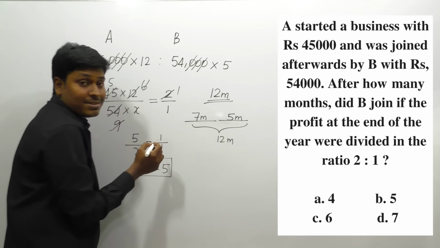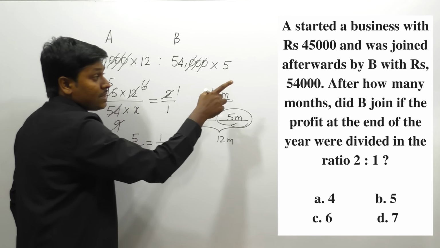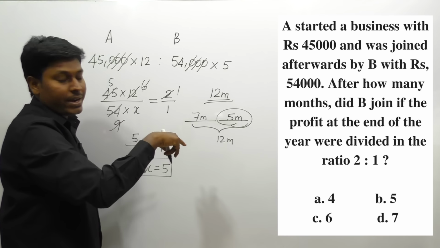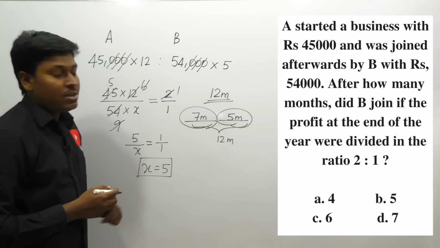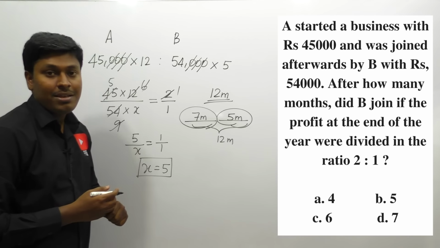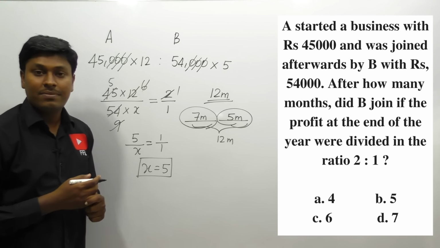So friends, are you able to understand this concept? B is in the business for only 5 months, but our target is, after how many months did B join? So we can surely say that for the first 7 months B will not be in the business. So after 7 months the person B has joined the business. So we can surely say that option D, that is 7 months, will be your answer.